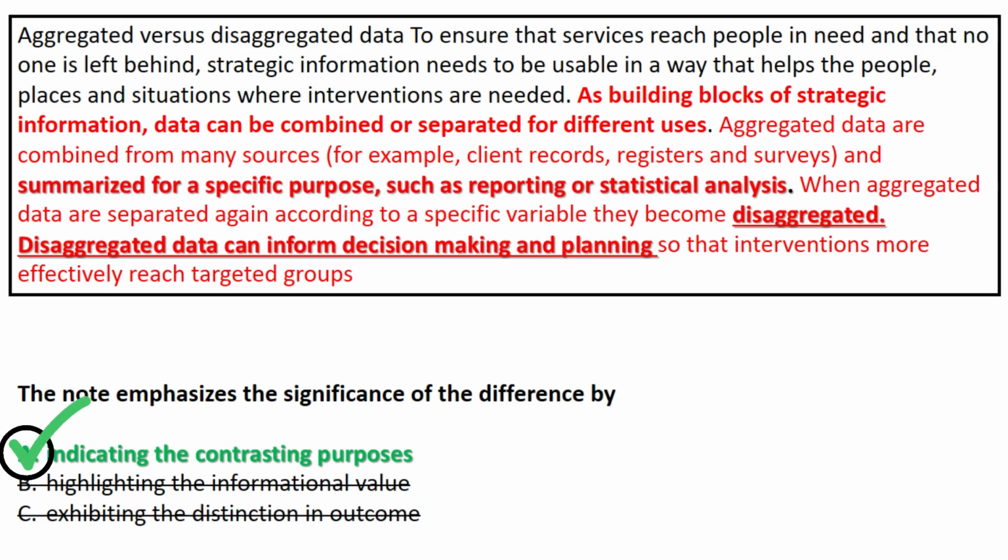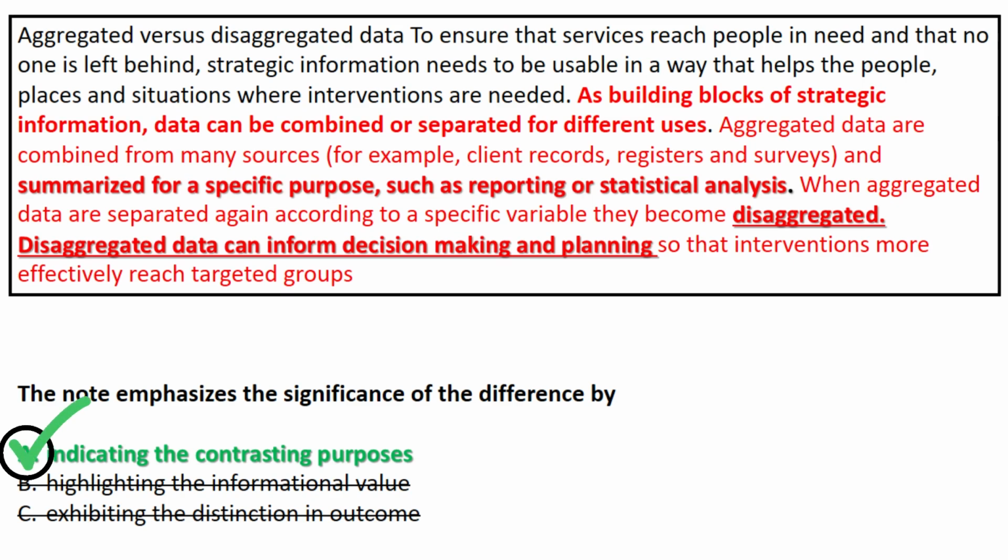C. Exhibiting the distinction in outcome. While the paragraph mentions the distinction between aggregated and disaggregated data, it does not specifically highlight the distinction in outcome. It primarily focuses on their purposes and how they can be used to reach targeted groups more effectively. Therefore, option C is incorrect.